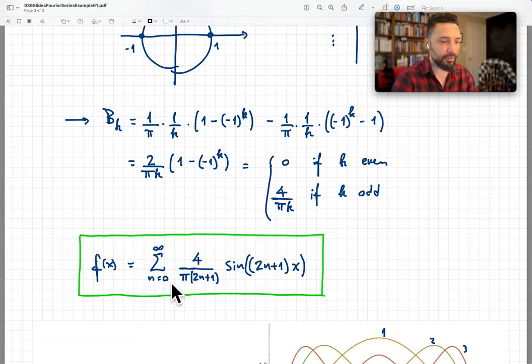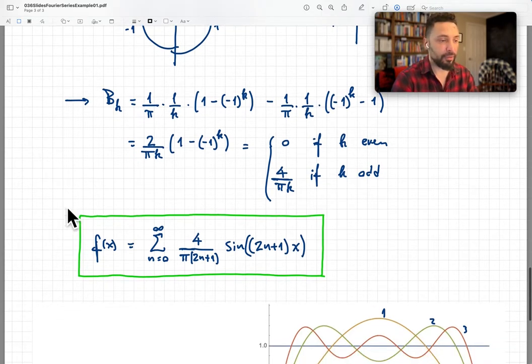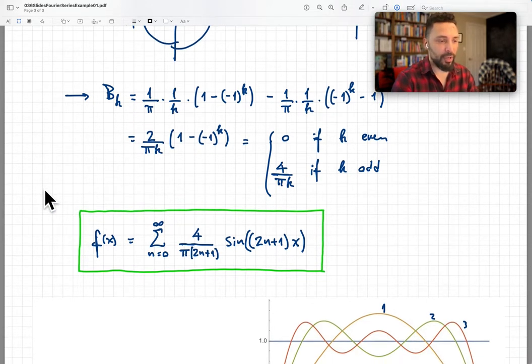And so then f of x is the sum from n equals 0 to infinity, 4 over pi times my odd number times the sine of my odd number times x. And that's it. That's the result for f of x, and that's the final form of my Fourier series.